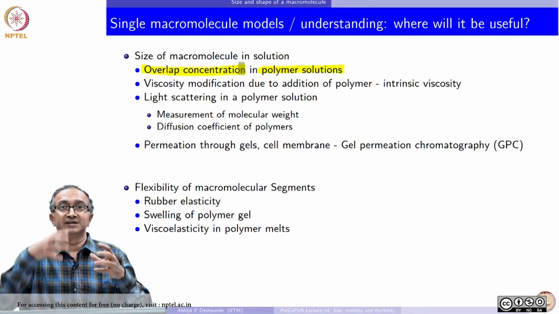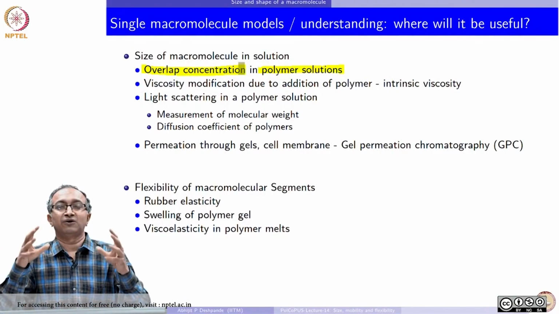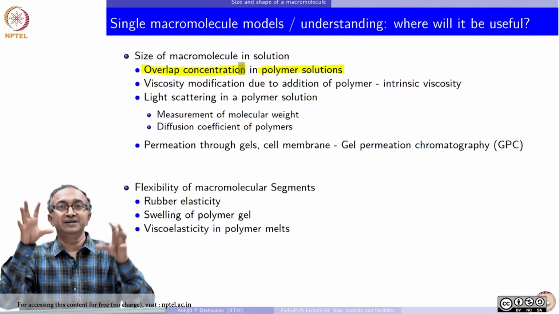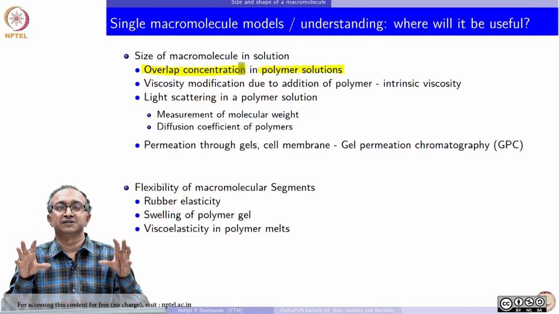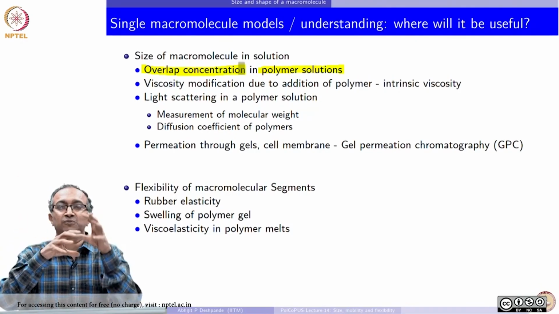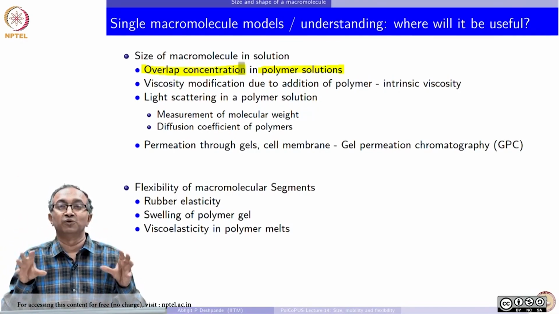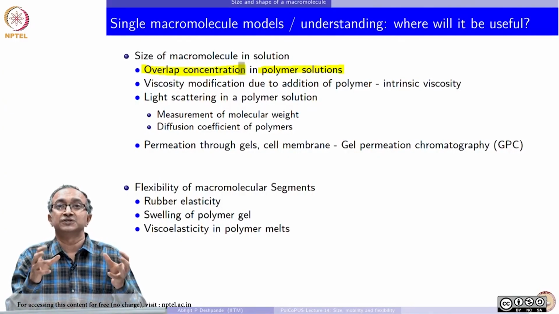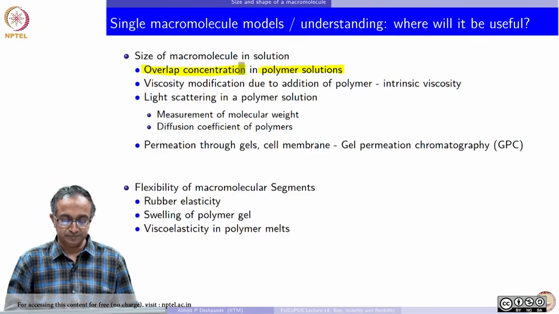Now this polymer is a coil-like object, and if we put few polymer molecules, they will be separate and away from each other. But if we start adding more and more polymer, then there is a chance of them overlapping. So we can define a solution to be dilute or non-dilute depending on what is the overlap concentration.